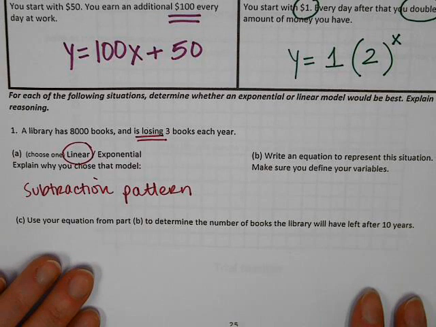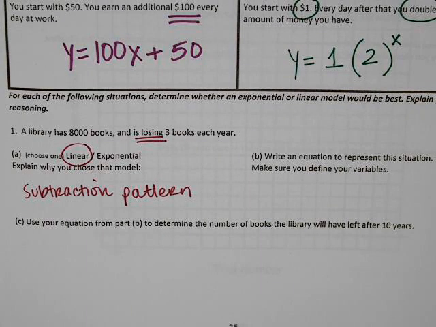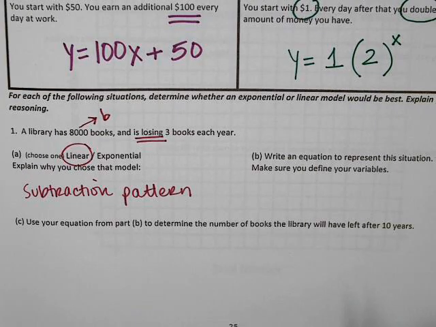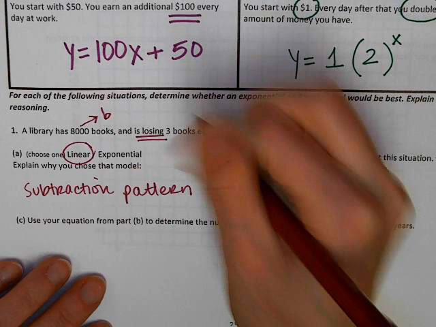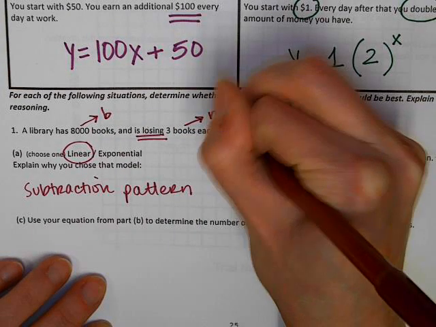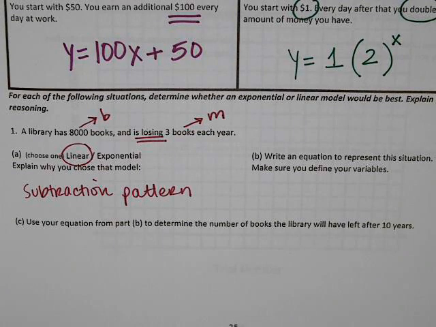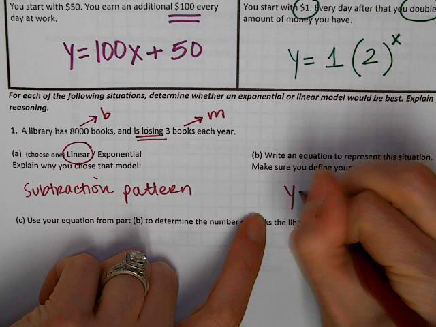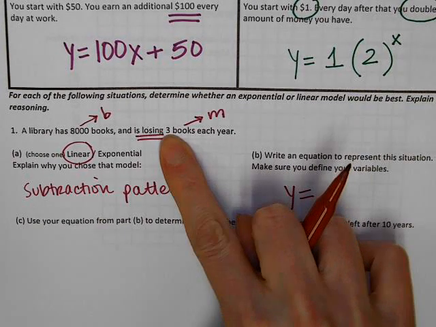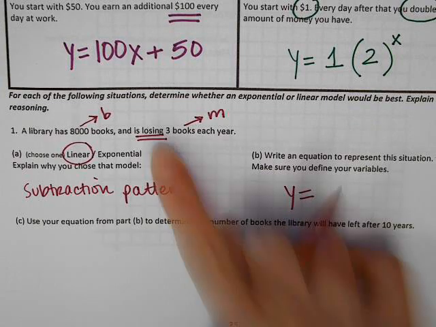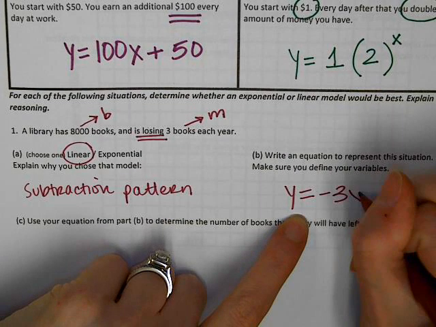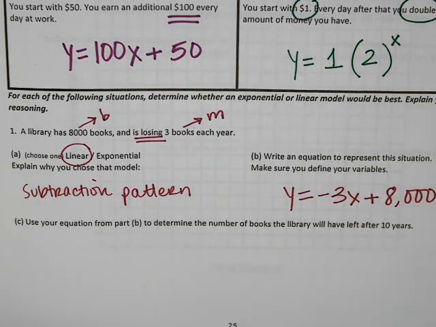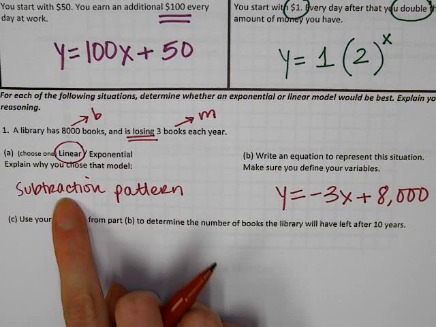Okay, B says, can you write an equation? So 8,000 books would be the starting value B, and losing 3 books a year would be the slope M. All right, and then let's just plug it into our formula. So it's y equals mx plus b. Y equals m is 3, but careful. If you're losing, it's going to be negative 3x plus b, which is 8,000. Make sure you make your slope negative if you're subtracting.